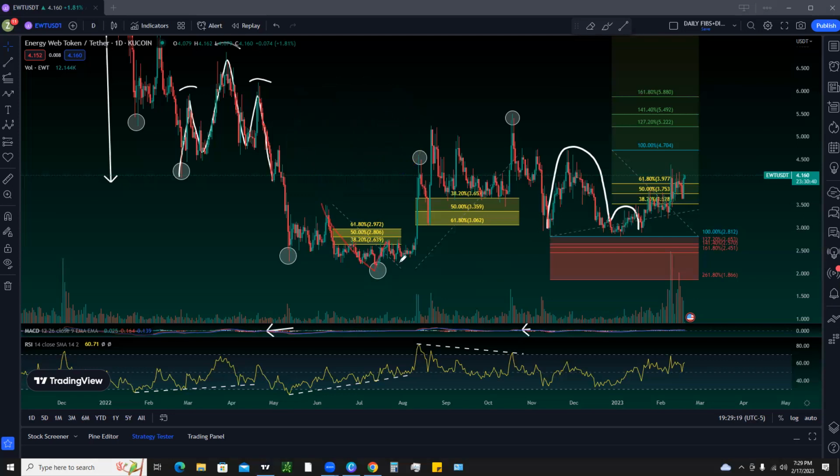We moved down, we retraced, we consolidated, and then ultimately we broke through and got a very strong reversal on EWT. From there, what we did was we took our new swing low and connected it up to our new highs, and you see we moved up. We retraced to our 61.8% level, and then we continued higher.